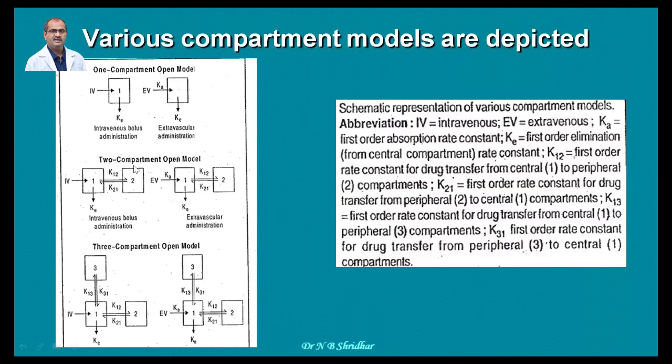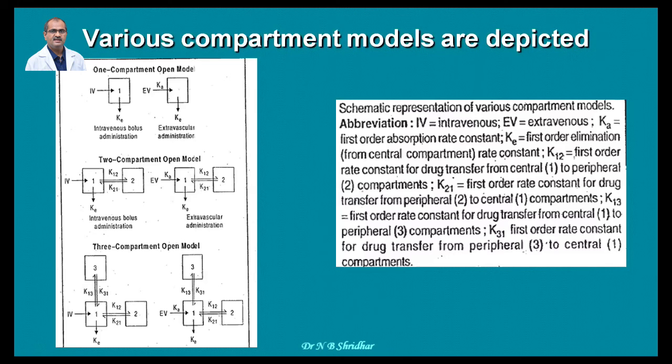Then two compartment open model means the body is divided into two compartments, central and peripheral compartments, and for extravascular administration also, two compartments will be imagined. Whereas the three compartment open model will contain the first compartment, second compartment and the third compartment. Usually here the redistribution always occurs. And here you can see that IV means intravenous, EV means extravenous.